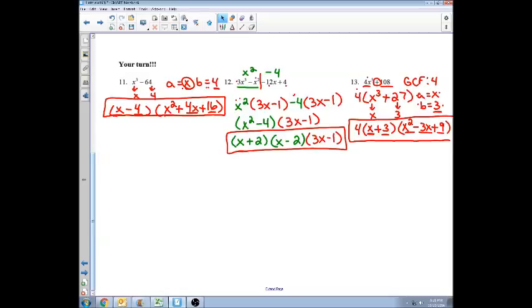Then finally is the sum and the difference of perfect cubes. Remember that the signs for the sum and difference of perfect cubes will be the same in the first set of parentheses. It'll be opposite for the next sign, and it's always positive for the last sign.